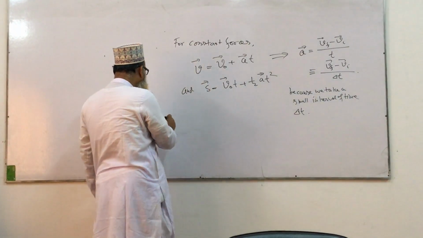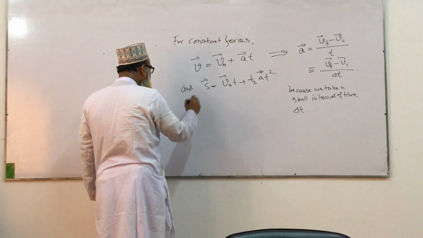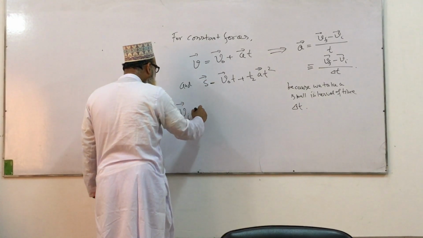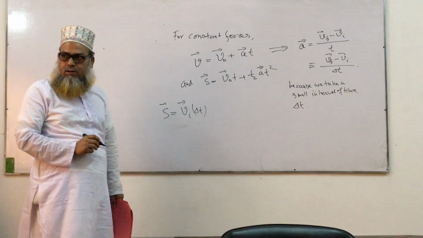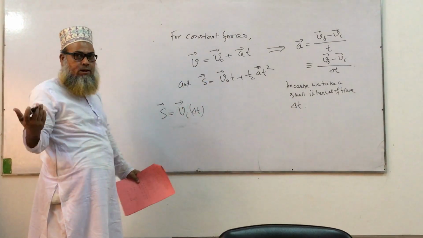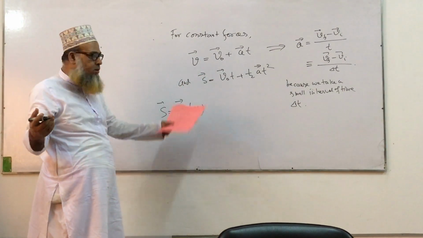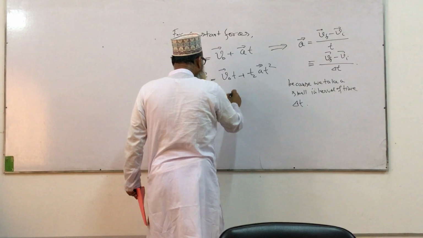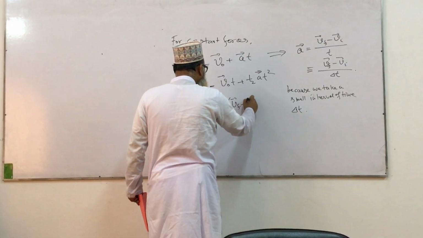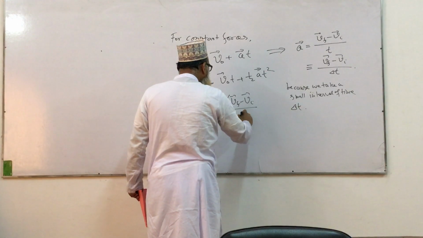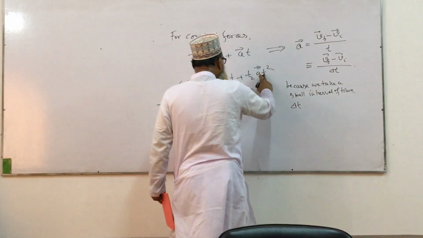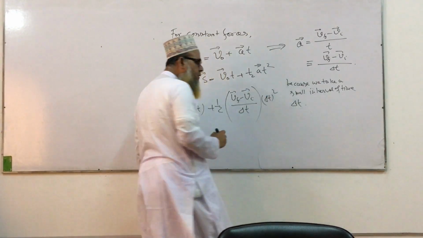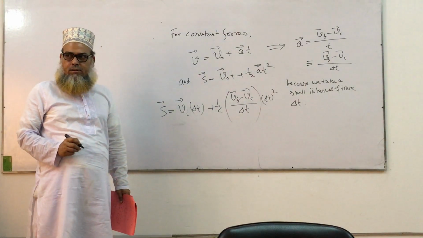Next, we have to compute S. How do you do that? S is V naught T plus half A T square. What is V naught in our case? Vi. What is T in our case? Delta T. Plus half A, and what is A? Vf minus Vi by delta T. Then T square is delta T square. Do you agree?